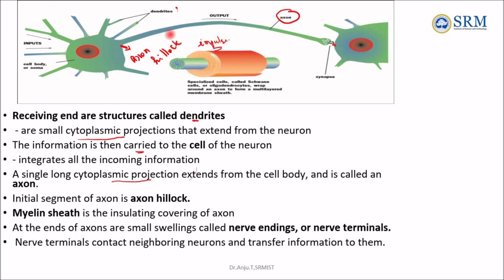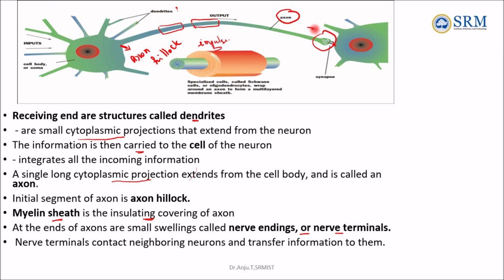Here, this long arm is insulated just like your wire, which is carrying the electrons. The same way, these axons are also insulated by a layer of sheets called the myelin sheath. It is covered by a sheath which is called the myelin sheath. It acts as the insulating layer. And the ends of these axons are called the nerve endings or nerve terminals.